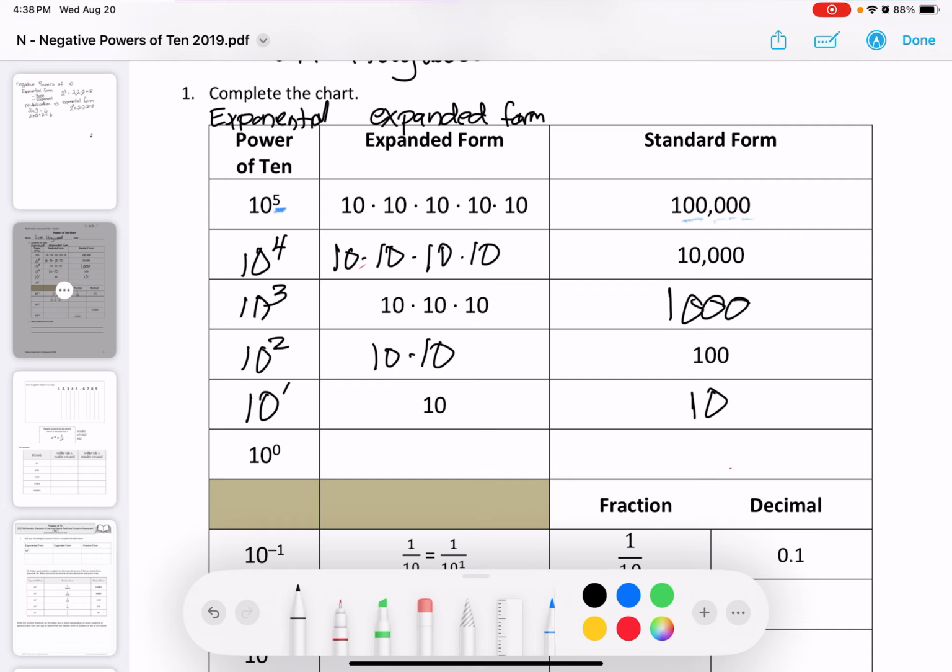Now we have 10 to the 0. So this is just a fact that they're going to have to memorize. That 10 to the 0 power is 1. Any number to the 0 power is 1.